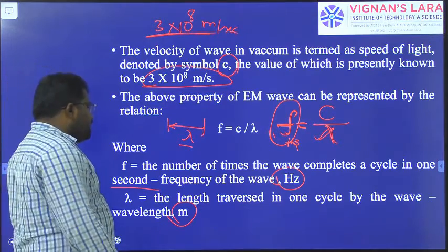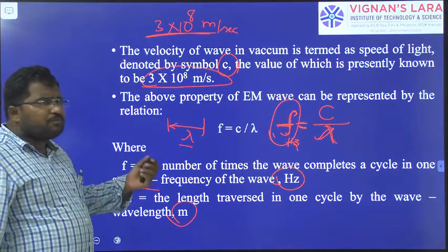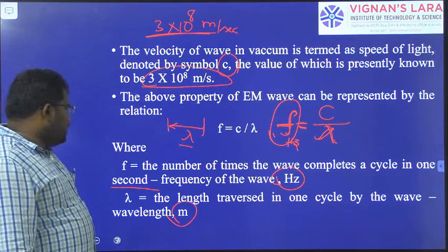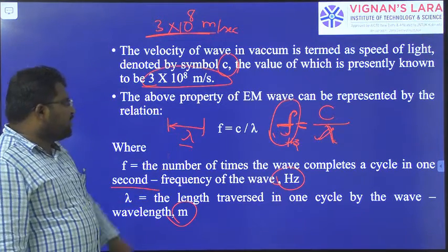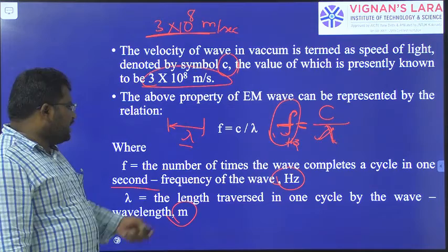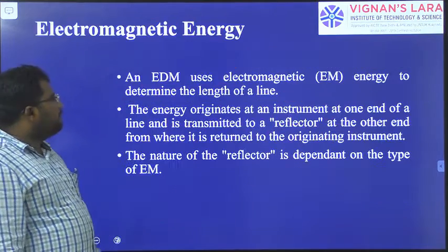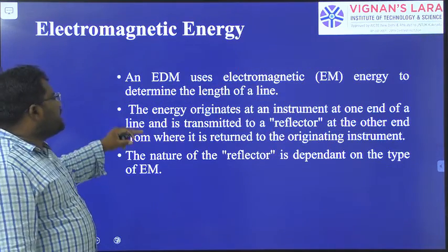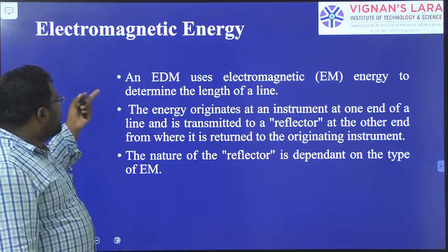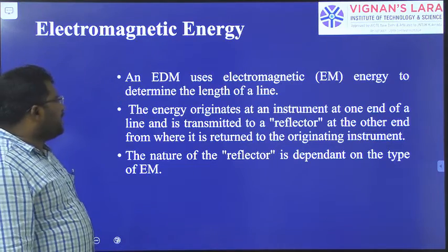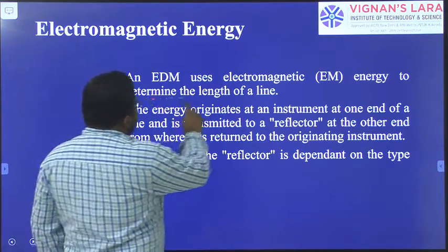So with the help of this, we are going to find out the length. With the help of lambda, you can find the length which is traveled. Next, electromagnetic energy: EDM measurements use electromagnetic energy to determine the length of the line.